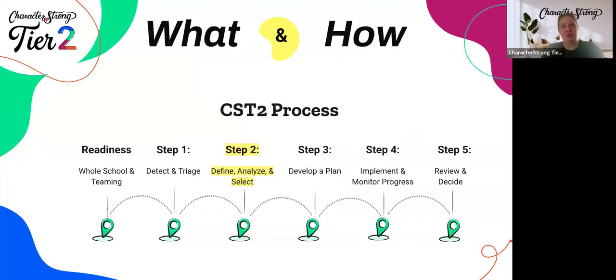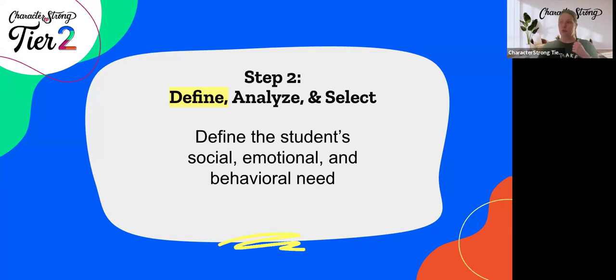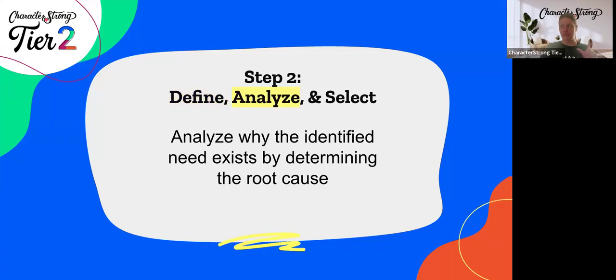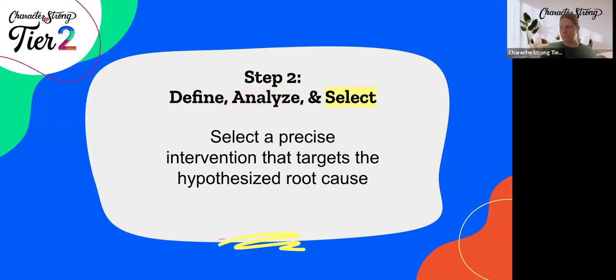Okay, so let's talk about step 2. Step 2 is define, analyze, and select. Let's quickly run through the three vocab terms first, and then we'll jump into what this looks like. First we are defining what is the need that the student has, that social, emotional, or behavioral need. Then we're going to analyze. I mentioned this idea of root cause earlier. We're going to identify why does this need exist? What is the root cause? Why do we see this need emerging and happening for the student?